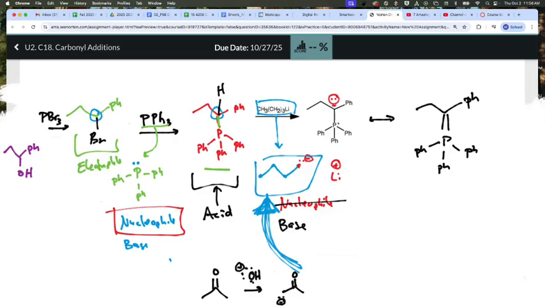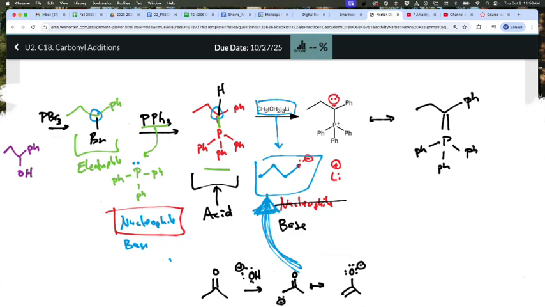Why? Resonance. The resonance of that product helps to explain that it's actually a lot more stable than we were initially thinking. So the resonance of this phosphorus structure helps to explain why we could remove that hydrogen. So let's take a look at that resonance structure.